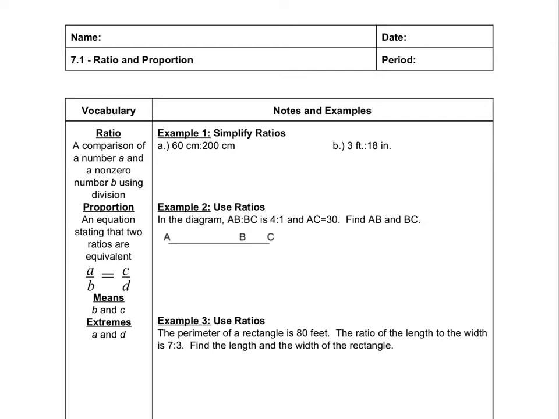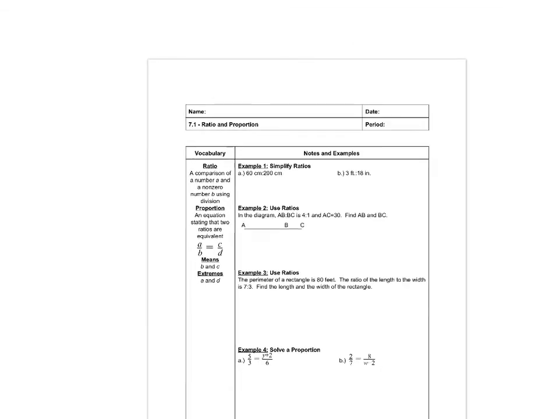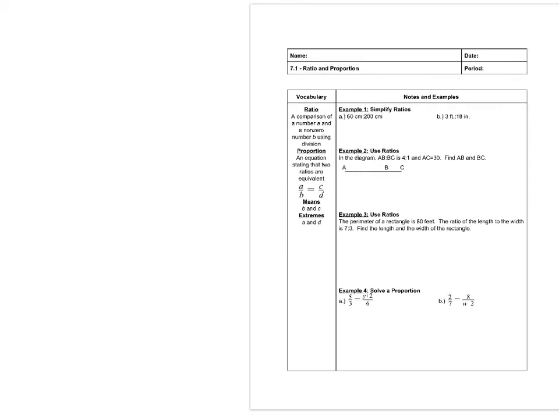Hi guys, here's 7.1. Talking about ratios in this section and proportions. We're talking about comparing things that are similar, but not exactly the same and in different sizes. And one quick skill you're going to want to be able to do in your calculator, for example, is just simplify fractions.